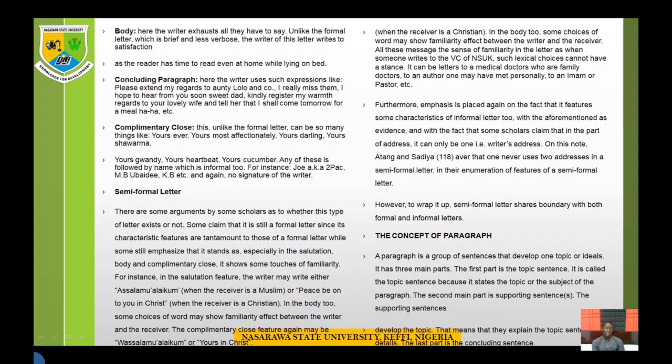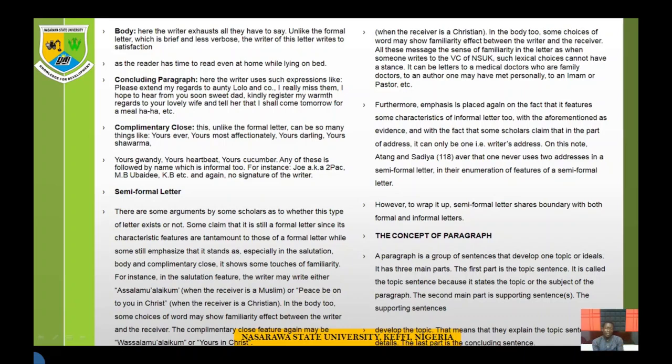You can't write to the VC, even if you're Muslim and he's Muslim, you can't write to him and say assalamu alaikum. It's never done. Or the VC is a Christian brother and you write by saying peace be unto you in Christ. It can never happen, because a letter to VC is strictly formal. But any other thing, relationship maybe with him outside here, maybe you have another thing you do in other places that are not strictly like formal here. You know yourselves, he knows you, you go to his house, he goes to you.